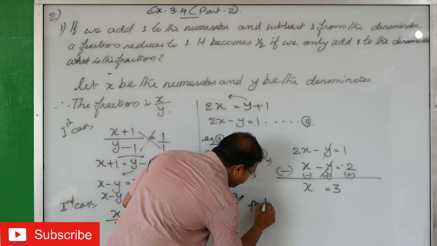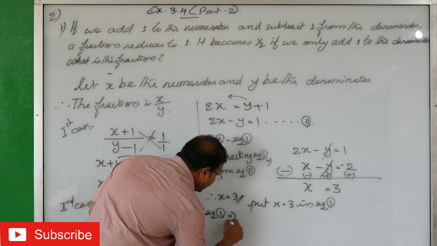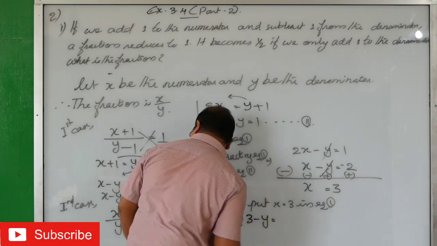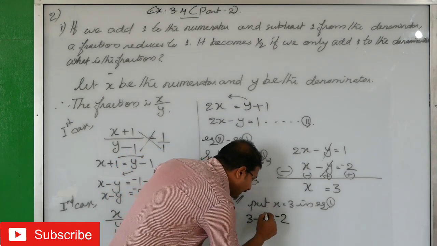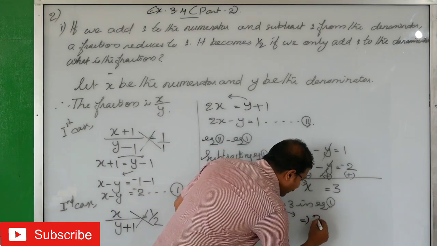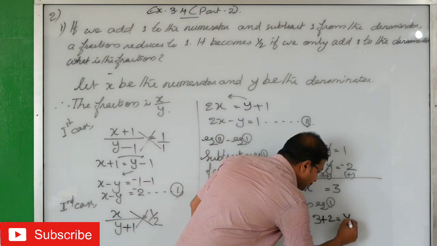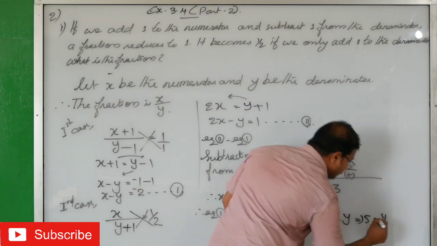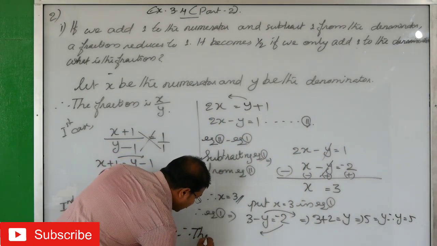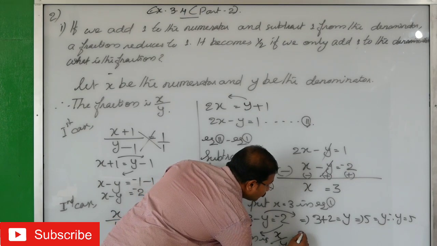Now what will you do? Put x equals 3 in equation 1. Therefore, equation 1 implies, what is the first equation? It's x minus y. But in place of x, what will you put? 3. That means 3 minus y equals minus 2. Ready? Now this minus y will carry to the next side. Minus 2 will come to this side. That means 3 plus 2 equals y, that is 5. Therefore, y equals 5. So what will you write? Therefore, the fraction is x by y equals 3 by 5.